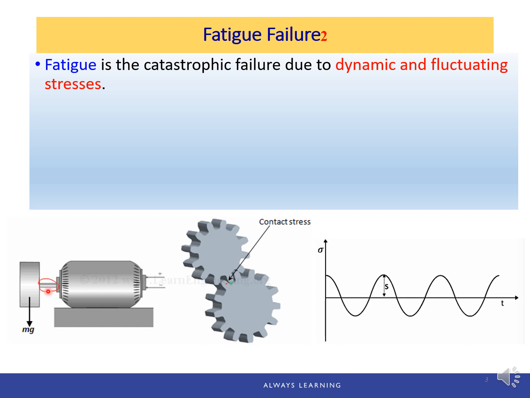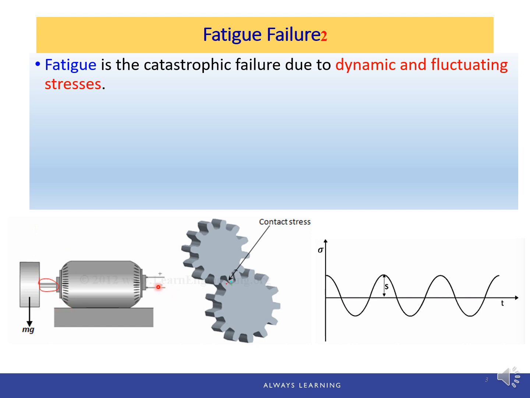One example is the axle of this motor, which is connected to a weight. So due to the gravity effect of this mass, this axle will undergo fluctuating stress. When the mass is loaded, the stress will rise up. But when we unload it, it will be released. So it undergoes a fluctuating stress.